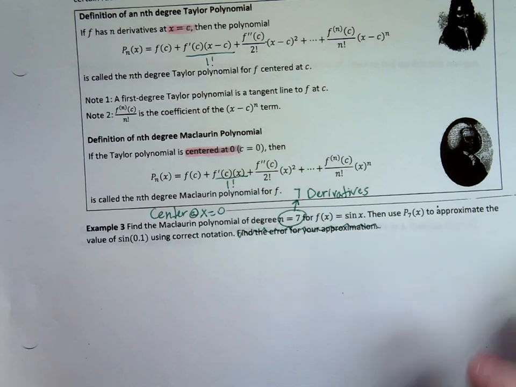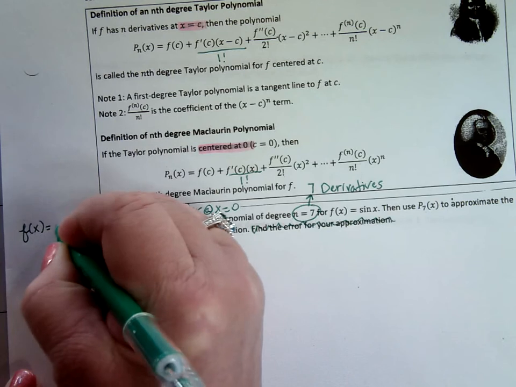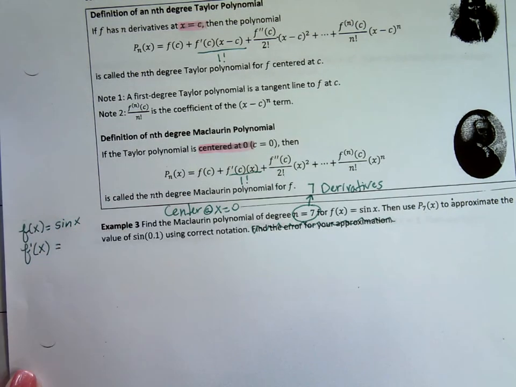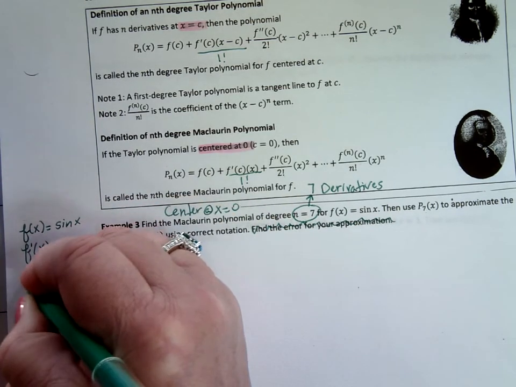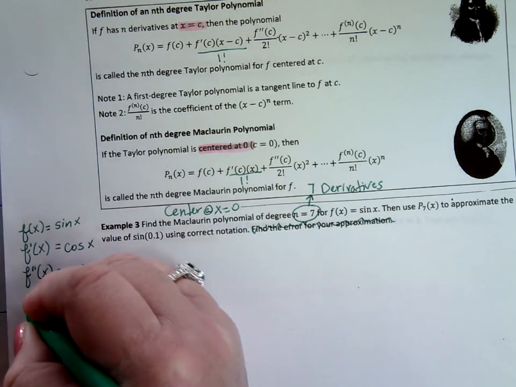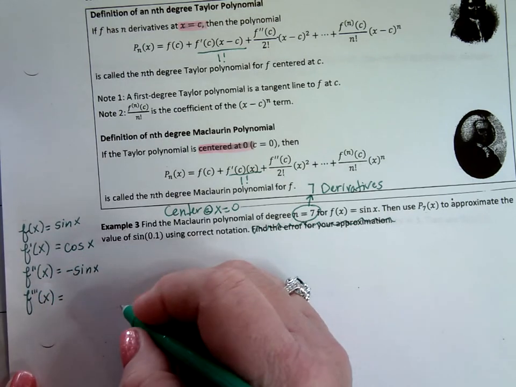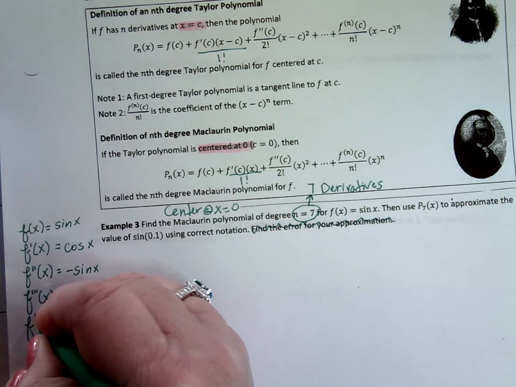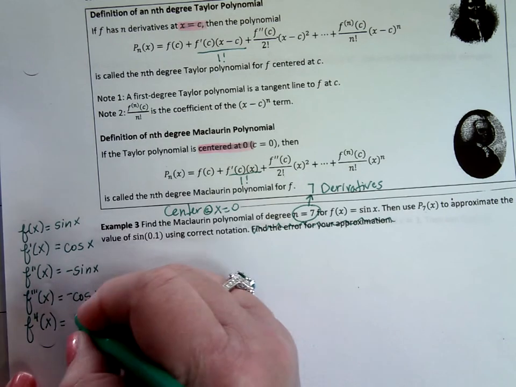So I went over to the margin over here, and I started out with the original function being sine of x. And then I just went derivativing. The derivative of sine is cosine. Second derivative of cosine is negative sine. Third derivative of negative sine is negative cosine. Fourth derivative of negative cosine is sine.